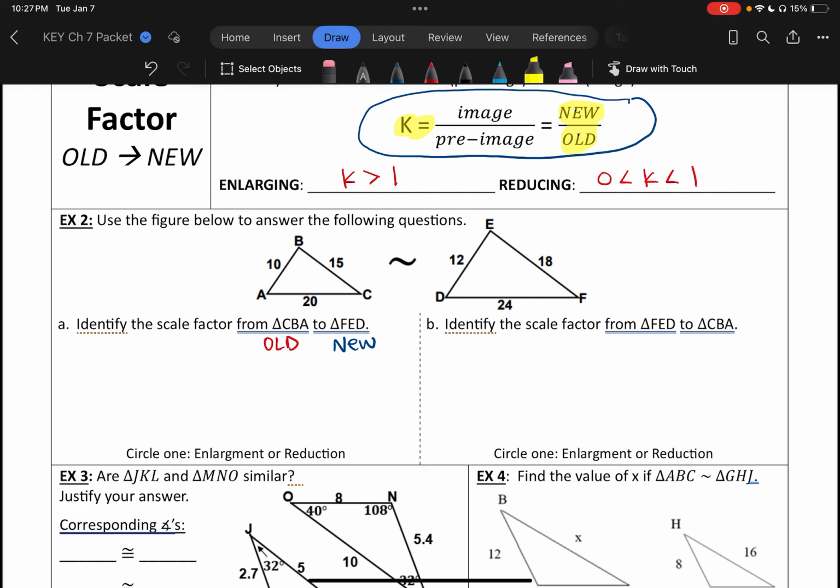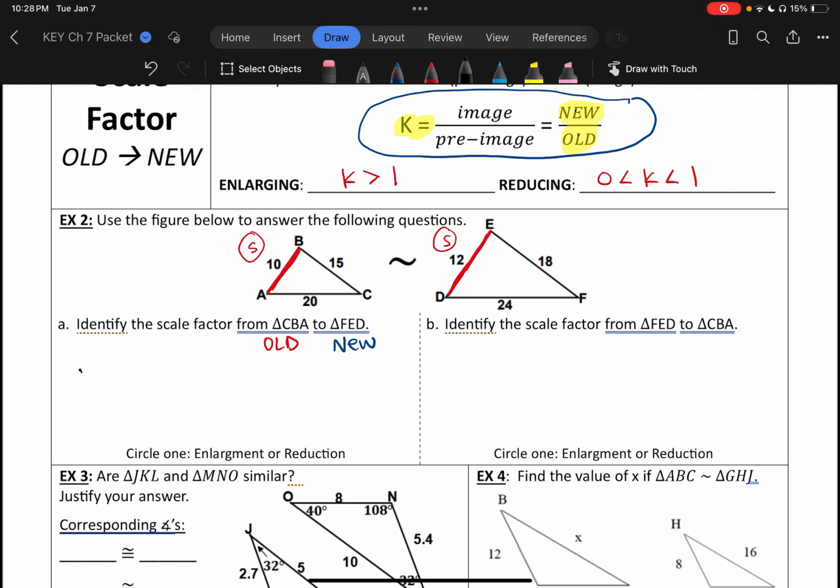So as we look at this, let's look at some corresponding sides here. You can really use any side, you don't have to do all three like we did earlier. You just have to pick one side to find the scale factor. So I'm going to just pick 10. 10 in the first triangle, CBA, what does that represent? The small, medium, or large? Well, if you look here, it represents the smallest side. So what side is that going to correspond to in the new triangle, FED? Well, it's going to correspond to the smallest side here, which in this case is 12. So these are corresponding.